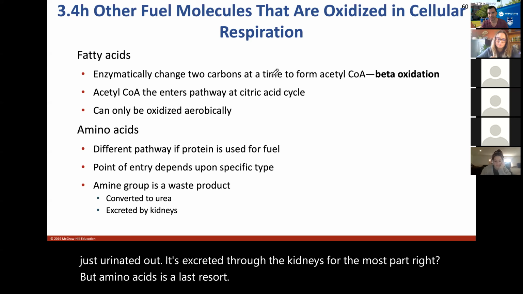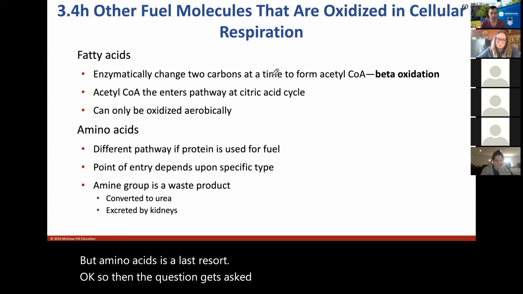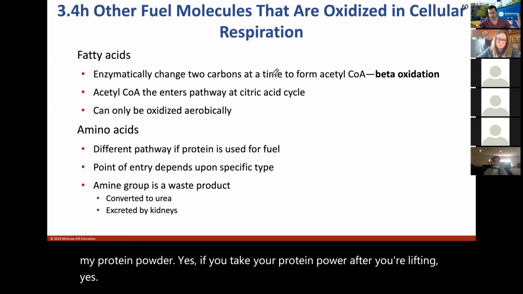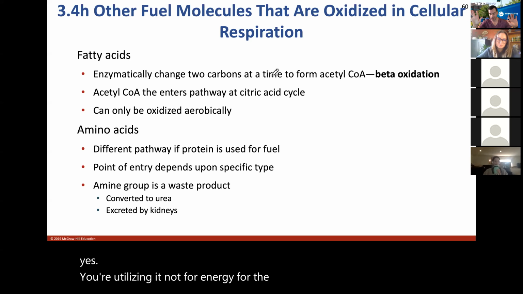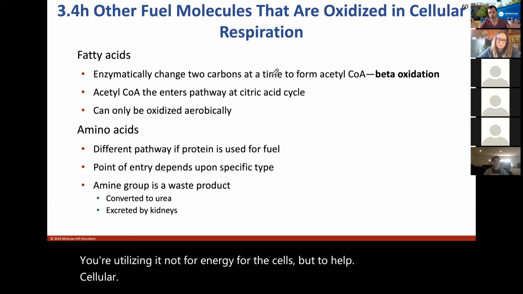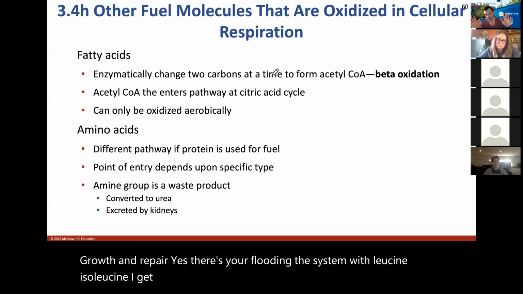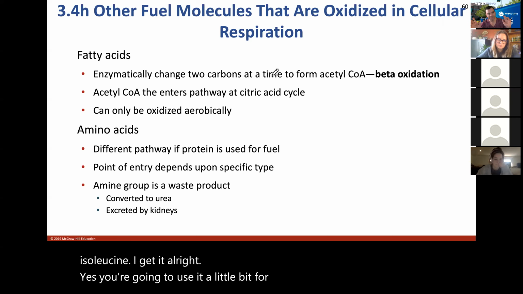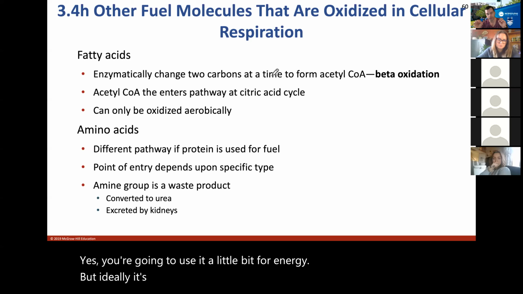So then the question gets asked, well, in bodybuilding, I take my protein powder. Yes, if you take your protein powder after you're lifting, you're utilizing it not for energy for the cells, but to help cellular growth and repair. Yes, you're flooding the system with leucine, isoleucine. I get it. Yes, you're going to use it a little bit for energy, but ideally it's going in to repair the micro damage that you've done to yourself during the training session.